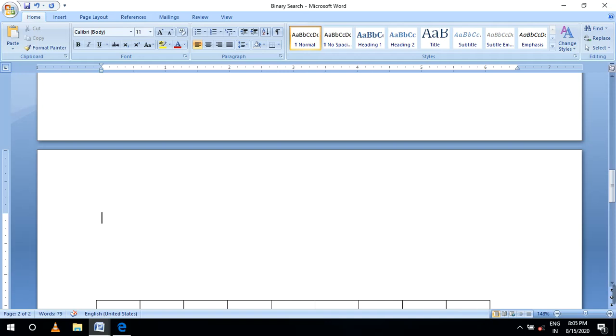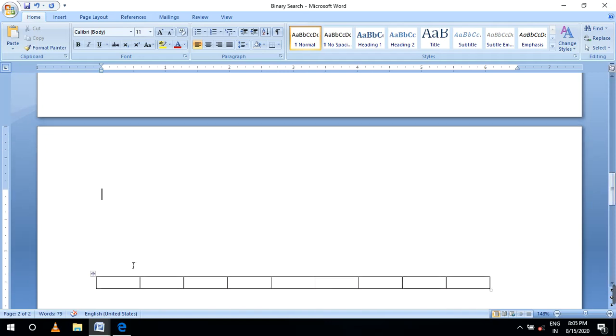In the third level, we declare the values here, I am using the values one, six, seven, eight, eight.